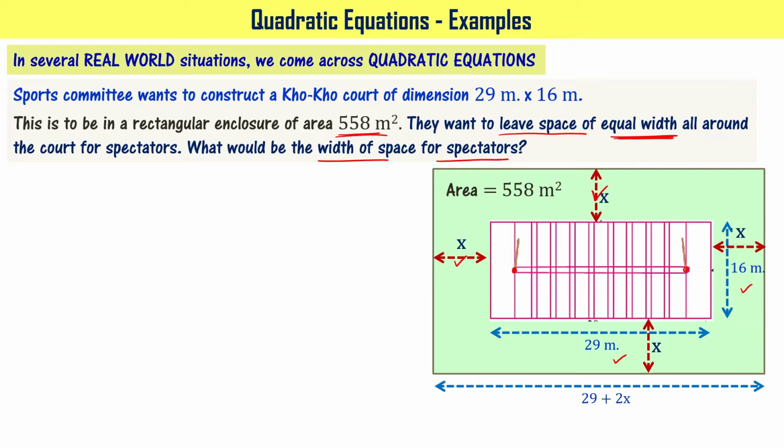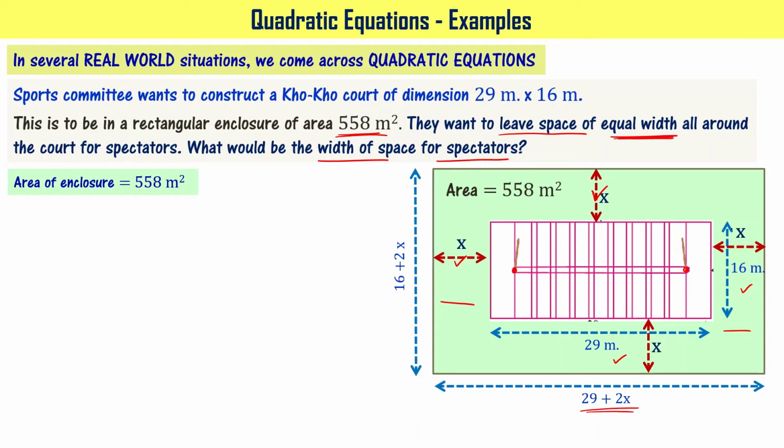The length of the area is 29 plus 2x, right? This is 29 meters, that is the length of the kho-kho court. And you have x here and you have x here, right? That's why it is 29 plus 2x. And the width is going to be 16 plus 2x, right? And the area of the enclosure is given, that is 558 meters square, right?